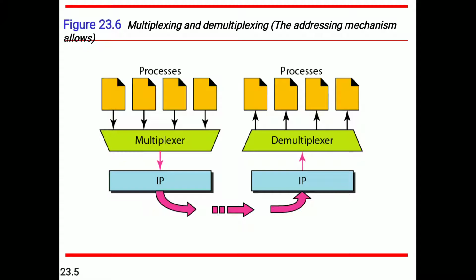Demultiplexing: at the receiver side, the relationship is one-to-many and requires demultiplexing. The transport layer receives datagrams from the network layer. After error checking and dropping the header, the transport layer delivers each message to the appropriate process based on the port number.